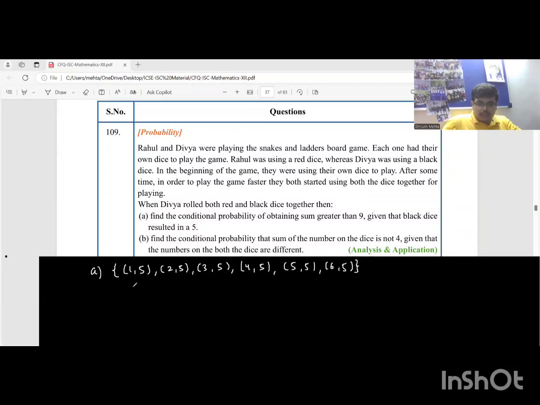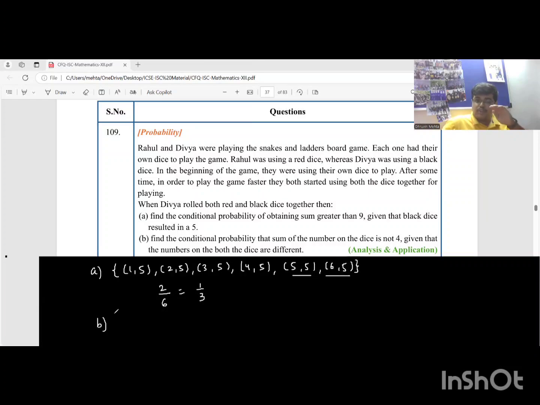Further, students, out of these outcomes, we want those outcomes where the sum is greater than 9. When we say sum is greater than 9, you have to count those outcomes where it is greater than 9. So 5, 5 and 6, 5 have sum 10 and 11. So that will be my options. So it's 2 out of 6, which is 1 by 3. Further, second part, find the conditional probability that sum is not 4, given that the numbers are different.